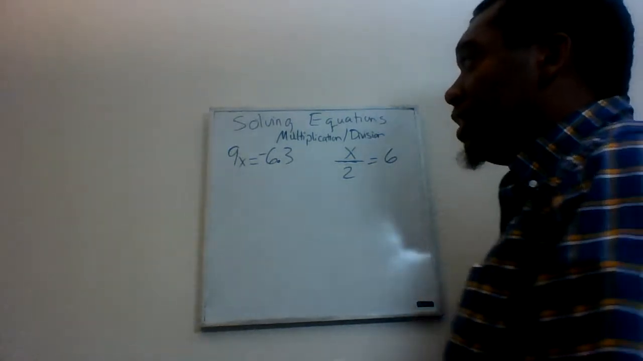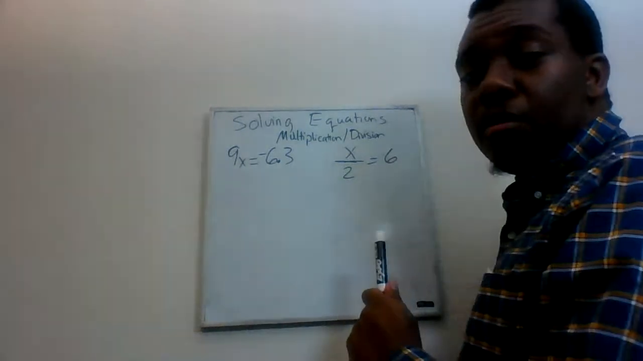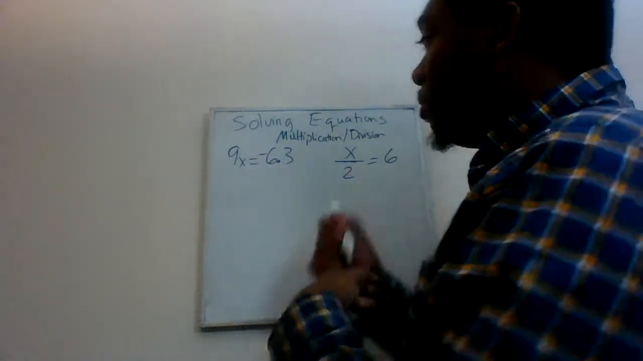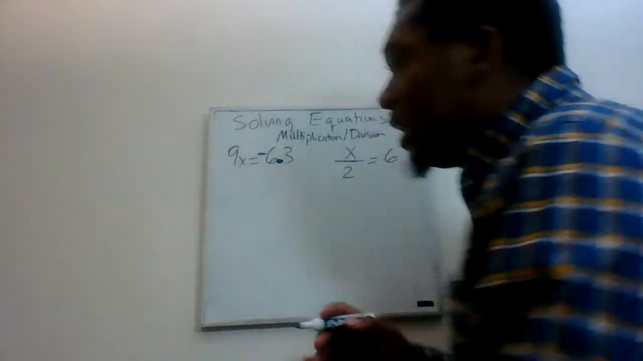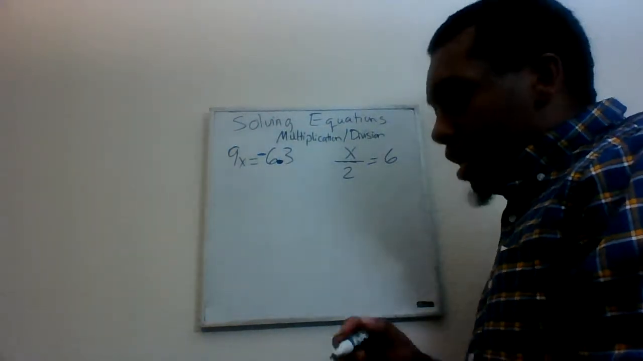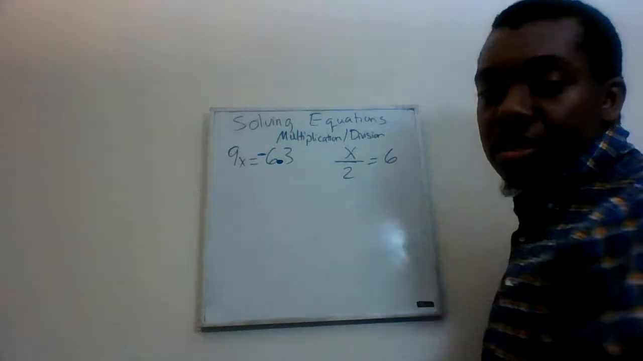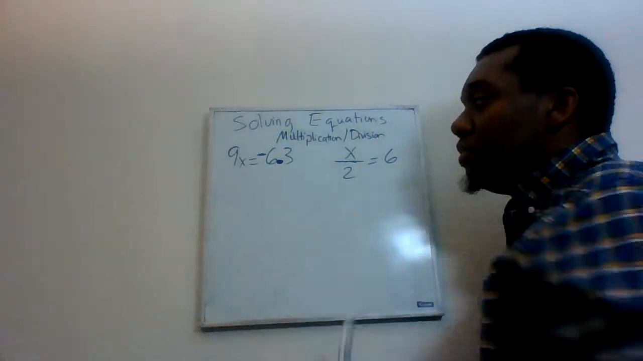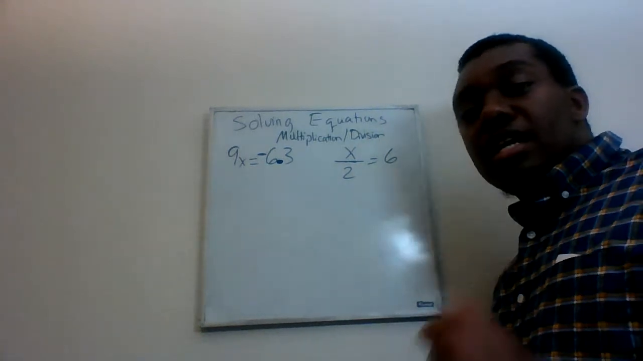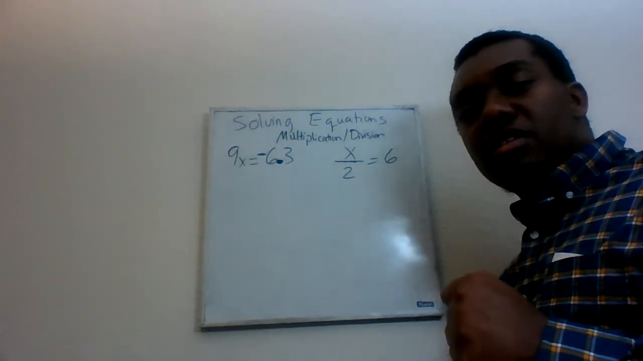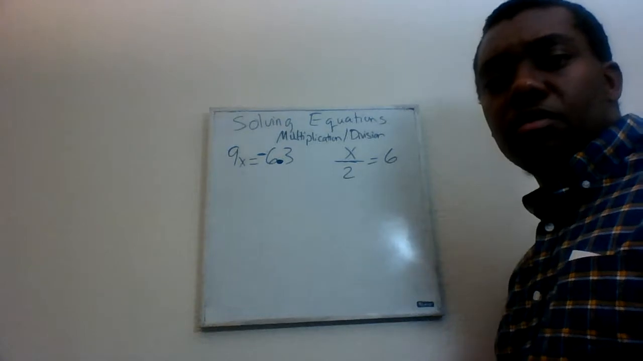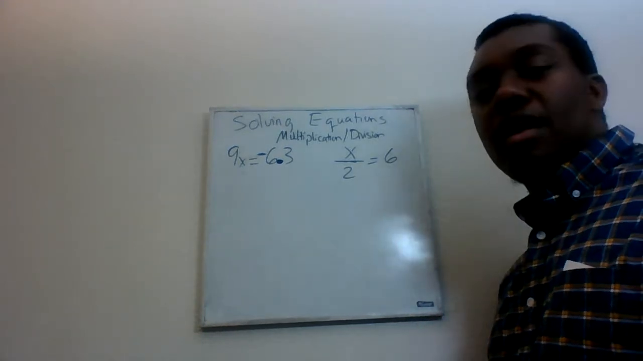So in this first example, we have 9 times some unknown number is negative 6.3. I want to make sure that's real nice and bold for you. Negative 6.3. And in our second example, we have some number divided by 2 equals 6. All right, let's take a look at the first one first. So 9 times some number equals negative 6.3. Well, how would I solve that?